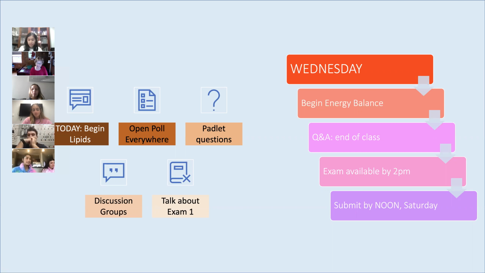Then Wednesday, we're having class. We'll begin energy balance. And then at the end of the class, I'll stick around to answer your questions about the exam. And what I'll do is I'll send the questions to you by 2. I'll post them under assignments so that they can be submitted through Turnitin. And then you have till noon on Saturday to get them back to me. So hopefully that will cover any connectivity issues. Well, you let me know. I'll be checking my email if you have questions.